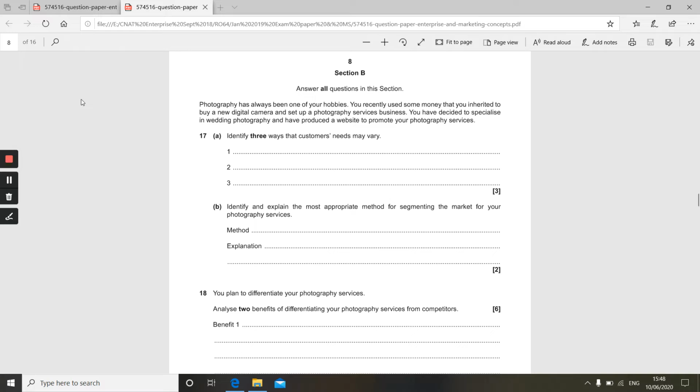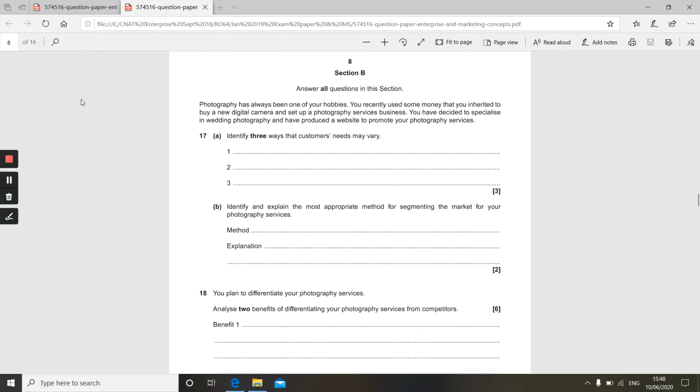So you start off with the context. It says photography has always been one of your hobbies. You've recently used some money that you inherited to buy a new digital camera and to set up a photography services business. You've decided to specialise in wedding photography and have produced a website to promote your photography services. So for this one now, you need to identify 3 ways that customer needs may vary.